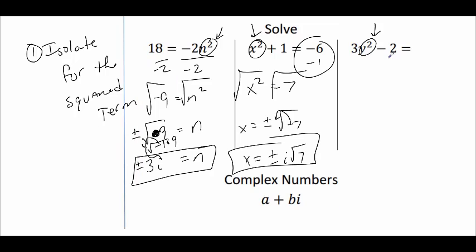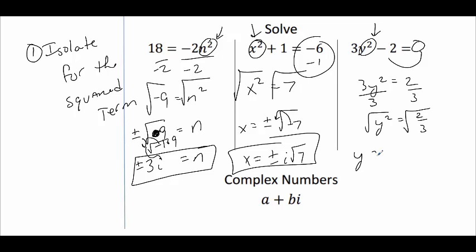Pause the video. Third one, I've got to add the 2 over. So we'll say this is 0 here. We'll add the 2 over. Sorry, I thought it should have been there as a 0. So we add the 2, and we get 3y squared equals 2. Divide by 3, divide by 3. y squared equals 2/3. Square root, square root. So I get y equals plus or minus the square root of 2 over 3.